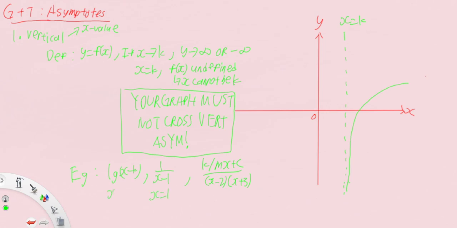For the logarithms, x equals k. Here it will be x equals 1. Here, same idea, x equals 2 or x equals minus 3, because your denominator cannot be 0 and you have the 2 factors, so either factor cannot be 0, which is x equals 2 or x equals minus 3. And your graph must not cross the vertical asymptote, but must get close to it. So that is vertical asymptote.